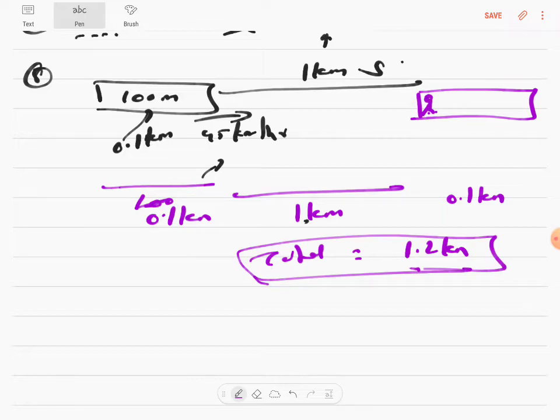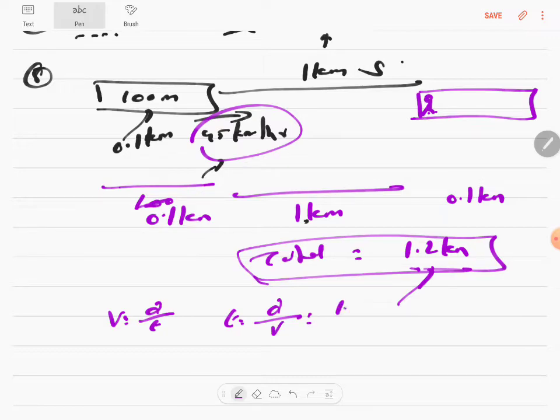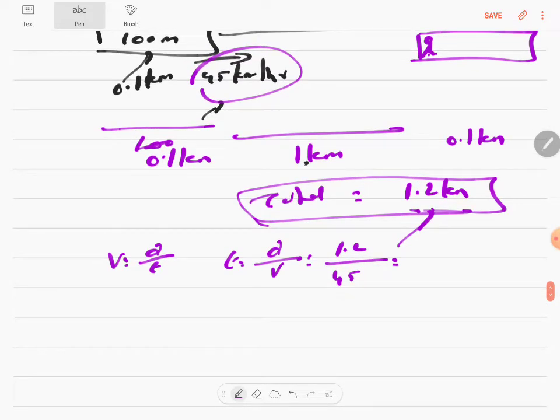It's traveling at a speed of 45 km per hour, and the distance is given. Velocity is distance by time, so therefore t is equal to distance by velocity, which is 1.2 km by 45 km per hour. If you divide this and write the answer, that will be the answer in hours.